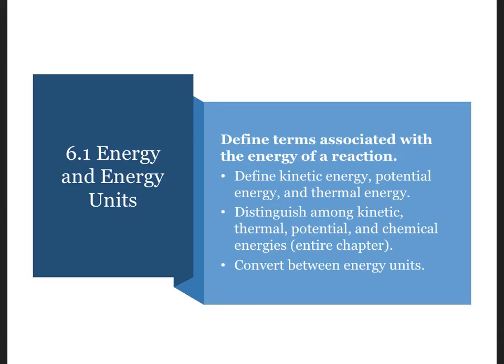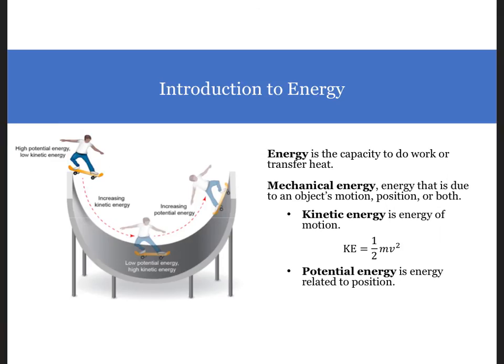We'll also learn to differentiate between kinetic, potential, thermal, and chemical energies throughout Chapter 6, and how to convert between energy units. Let's begin. Energy is the capacity to do work or to transfer heat. This section focuses on mechanical energy, the energy due to an object's motion, position, or both.